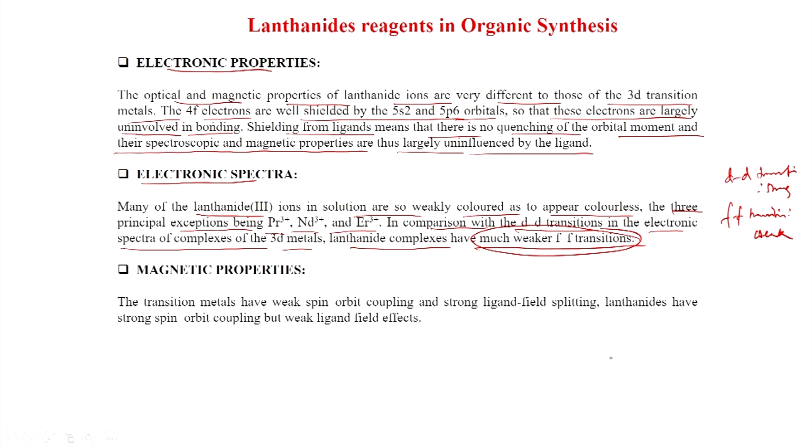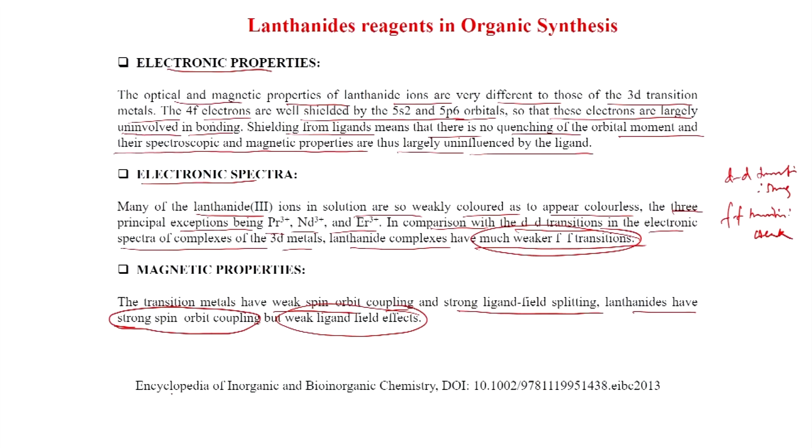Magnetic properties: the transition metals have weak spin orbit coupling and strong ligand field splitting. Lanthanides have the opposite actually. They have strong spin orbit coupling, but a very weak ligand field effect, whereas transition metals have a strong ligand field effect. This was from the Encyclopedia of Inorganic Chemistry.